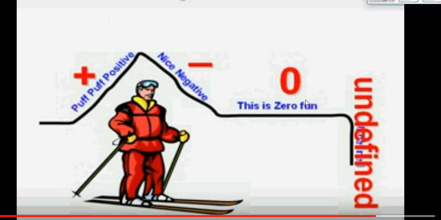The uphill is a slope with a positive number, the downhill is a slope with a negative number. The flat part is a slope of 0, and the straight up and down, or vertical part, is undefined.